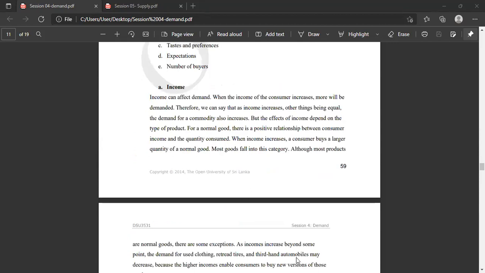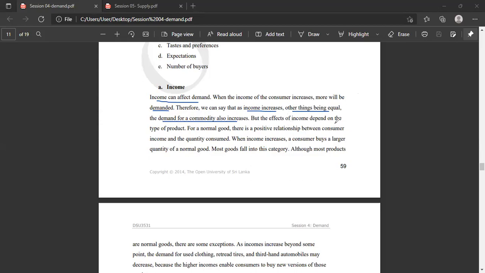Now see, income can affect demand. When income of the consumers increases, more will be demanded. That's correct, no? Say I am a consumer, my income is increasing. What will I do? I will try to demand more. Therefore, we can say that as income increases, other things being equal, the demand for a commodity also increases. That means when income increases, demand will increase.